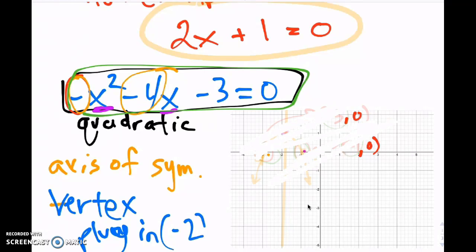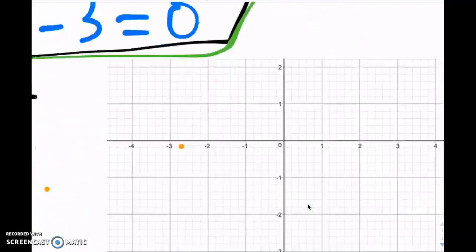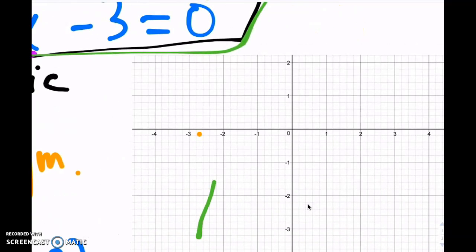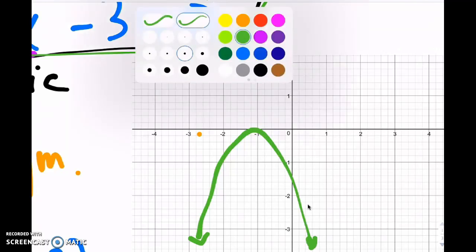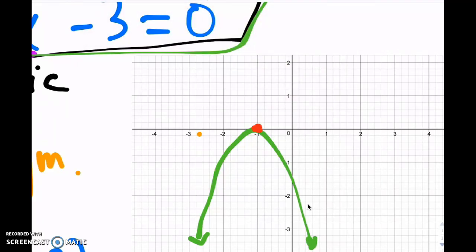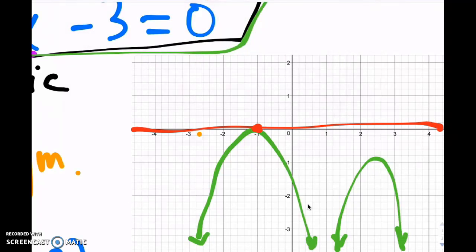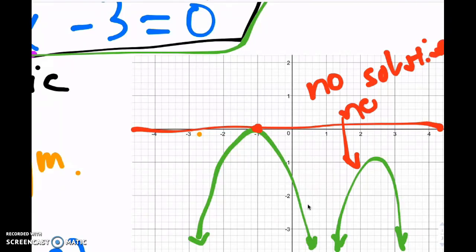Now real quick, and this is the last thing: sometimes you might have a graph that looks like this. How many zeros does this graph have? Hopefully you can see it only hits the x-axis one time, so it'd be 1, 0. Occasionally you'll have a graph that may look like this. Does this ever cross that x-axis? It does not. So this graph here, we would say has no solution or no zeros. And that's pretty much it.